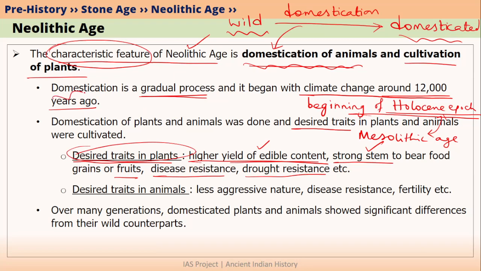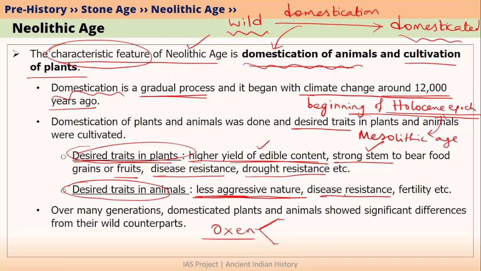Similarly, if we look at animals, the desired trait in animals was that the animal needed to be less aggressive. For example, let's say there are two oxen and you want to select one of them for, let's say, transportation purpose. Then you would select a strong animal and you would also like the animal to be less aggressive. Because if the ox was going to attack you, you would not be able to use that ox to do the transportation work. Therefore, they selected less aggressive natured animals. Also strong animals. They also selected animals with high disease resistance.